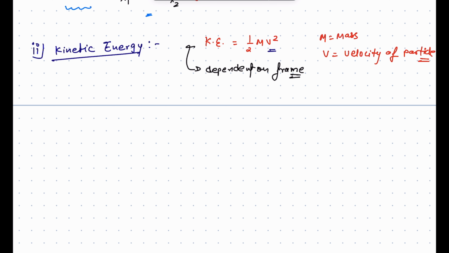One more thing is that we know the momentum. The momentum of a particle is given as mass times velocity. So from here I can write down that the velocity is p divided by m. This is the velocity.